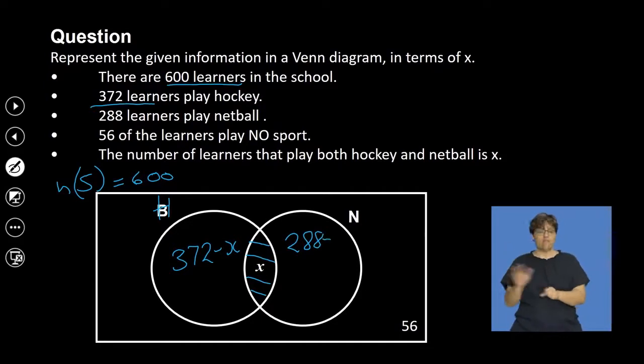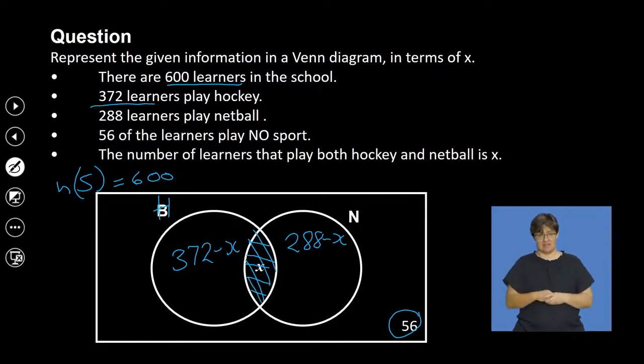I've got to subtract X over there as well. So in this respect, I recognize there's my Venn diagram. In terms of X, there were 56 that didn't play any sport, but those that only play hockey are 372 minus X, only play netball, 288 minus X, and the X are those that happen to do both.